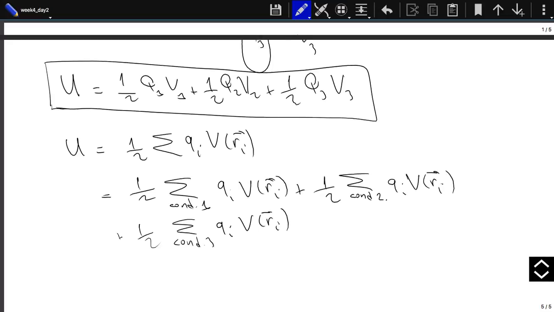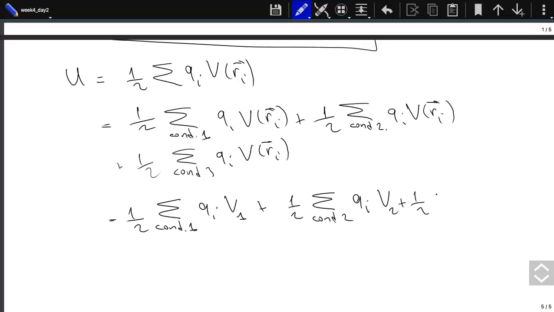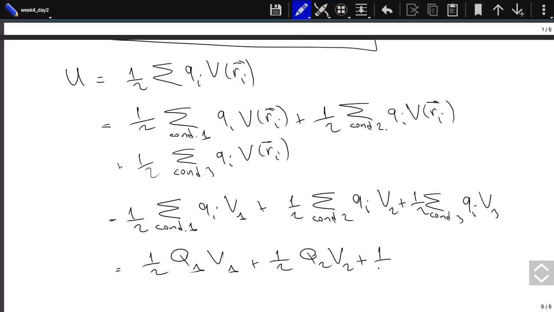Now, we had already said that a conductor is an equipotential surface. So in this sum, all of these V(ri) are V1. Sum over conductor 1, Qi times V1, because every point on a conductor is at the same potential. Plus 1 over 2 sum over conductor 2 Qi V2, plus 1 over 2 sum over conductor 3 Qi V3. Well, these are just constants. They are the same for all the charges inside the given conductor. So I can take V1, V2, V3 out of their sums. But what remains inside is the total charge of my conductor. Q1 V1 plus 1 over 2 Q2 V2 plus 1 over 2 Q3 V3. This is the total potential energy of my system.